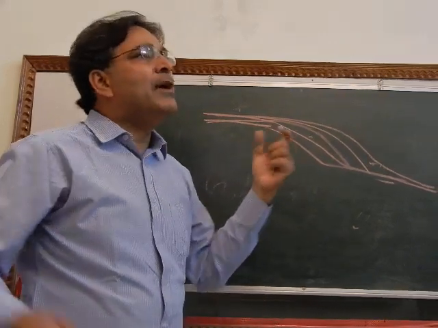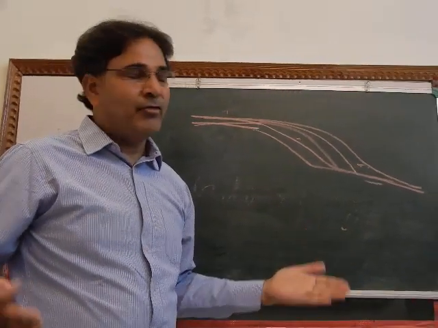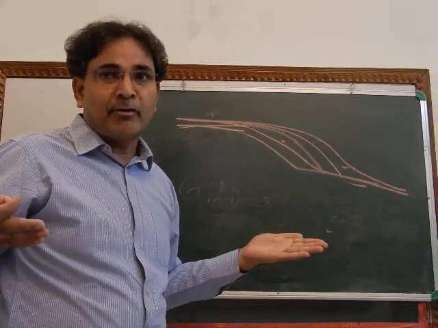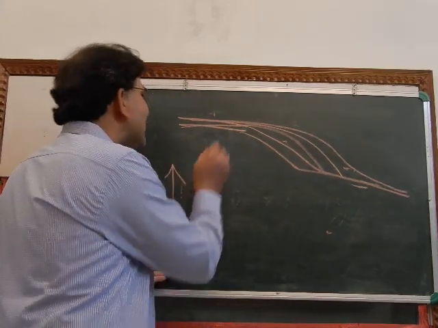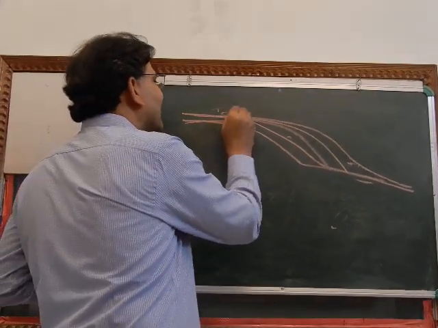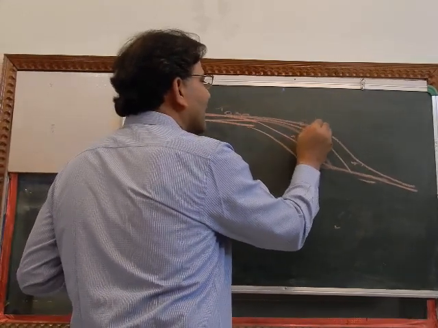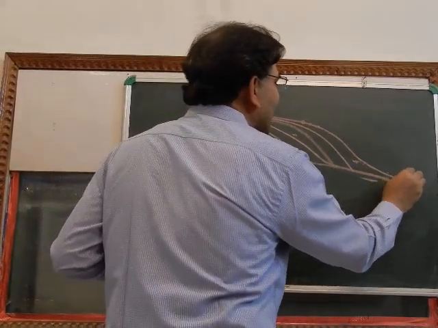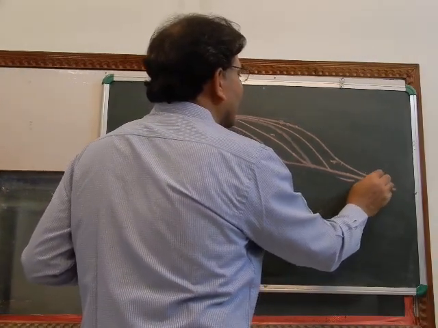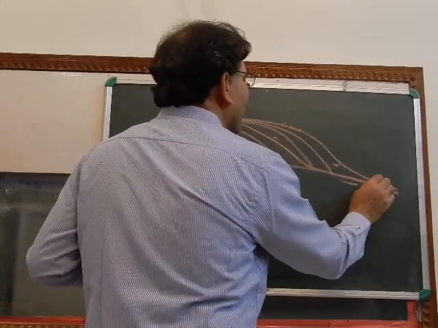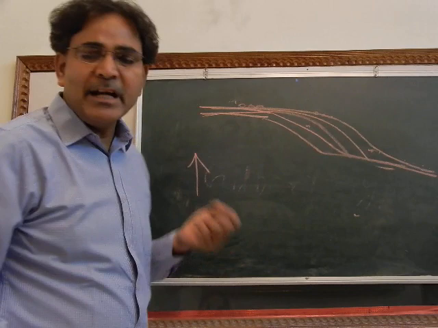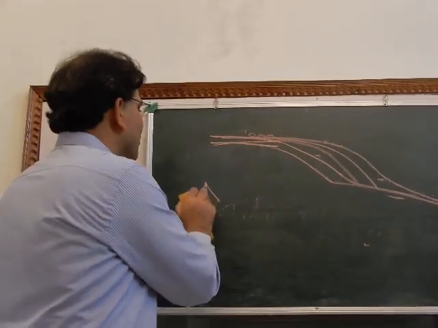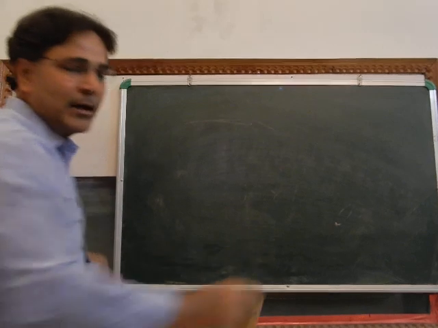Deltaic sequences are very well known for coarsening upward sequences. For example, in a river we have fining upward sequences, whereas in a delta we have coarsening upward sequences. Why? Because the coarser sediment is deposited at the top, finer sediment at the foreset, and the finest particles at the bottom set. That's why, if you move from bottom to top, it goes from fining to coarser to the coarsest. It means deltaic sequences are characterized by coarsening upward sequences.